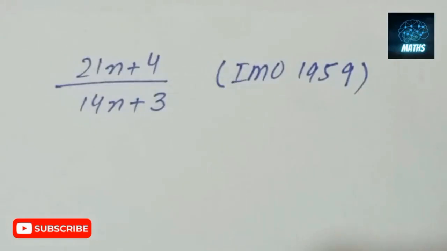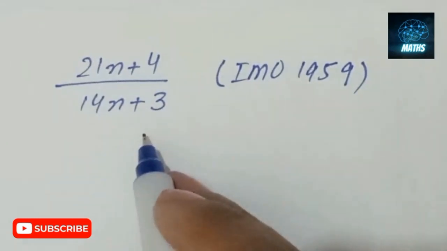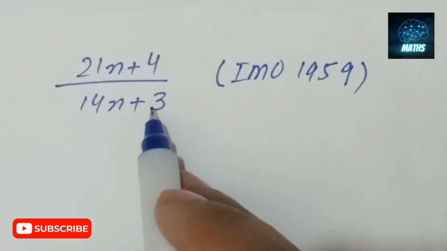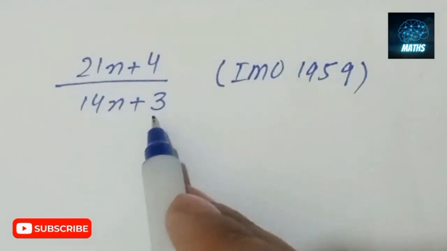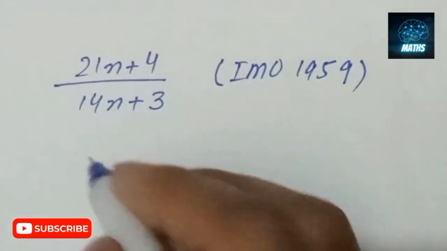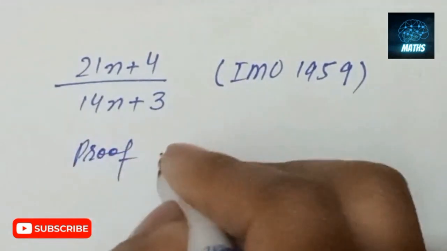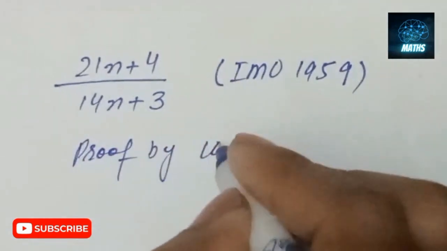Hi everyone, in this video we're going to solve a very easy problem that was asked in the IMO, the International Mathematical Olympiad. So what are we going to prove? We're going to prove that (21n + 4)/(14n + 3) is irreducible for every natural number n. I will prove it by contradiction. Proof by contradiction.